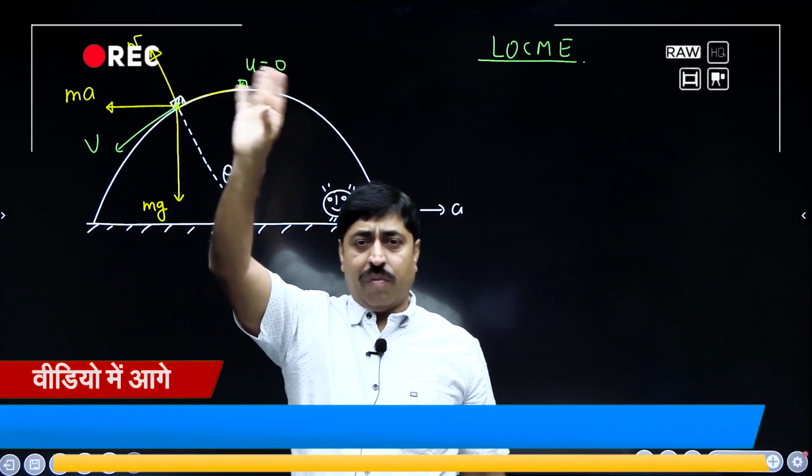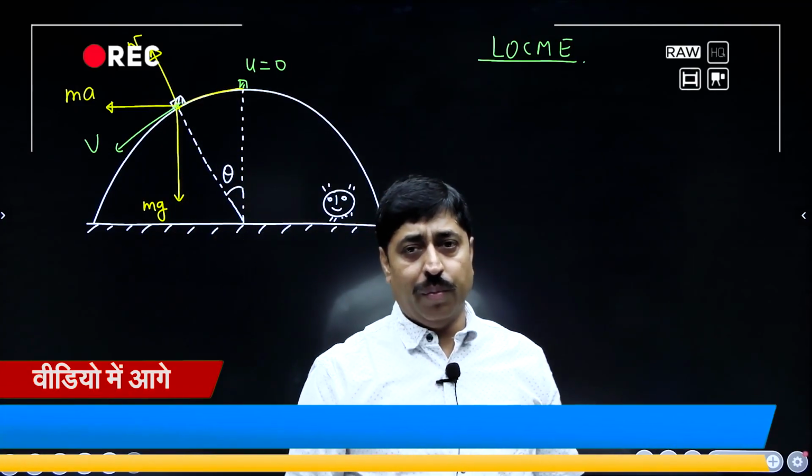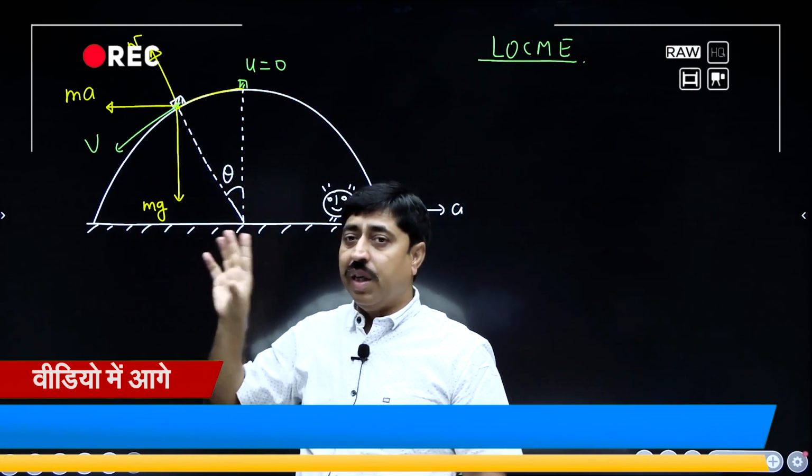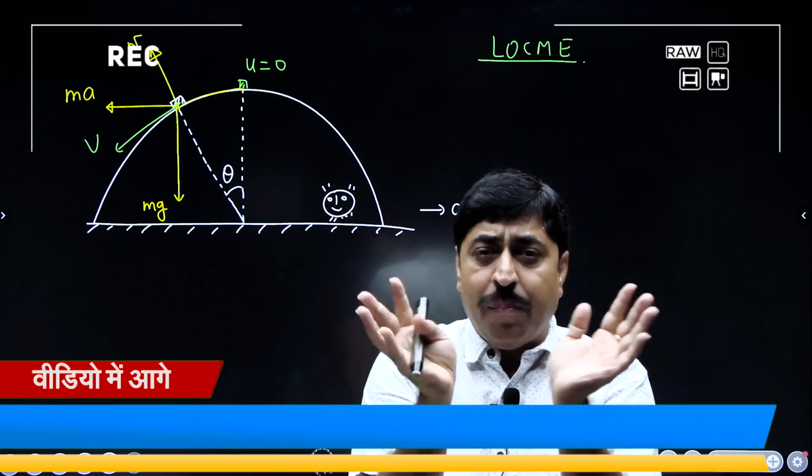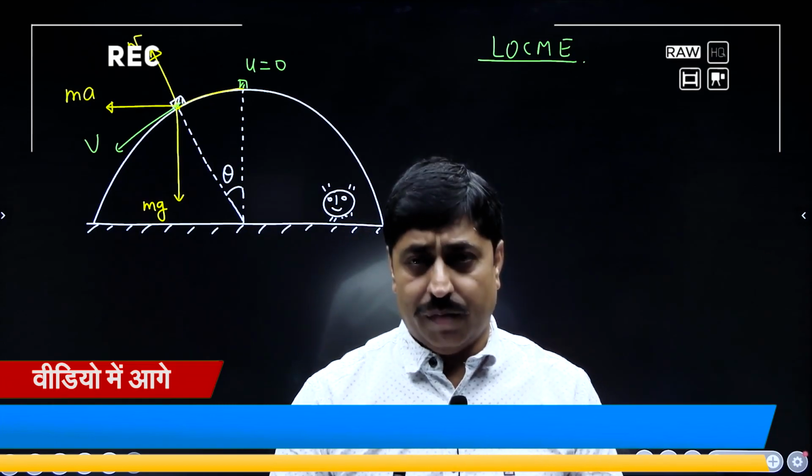Normal reaction does not perform work, so that does not bother you. Then you are left with mg. Mg only performs work, and you know how to write potential energy for this force mg.